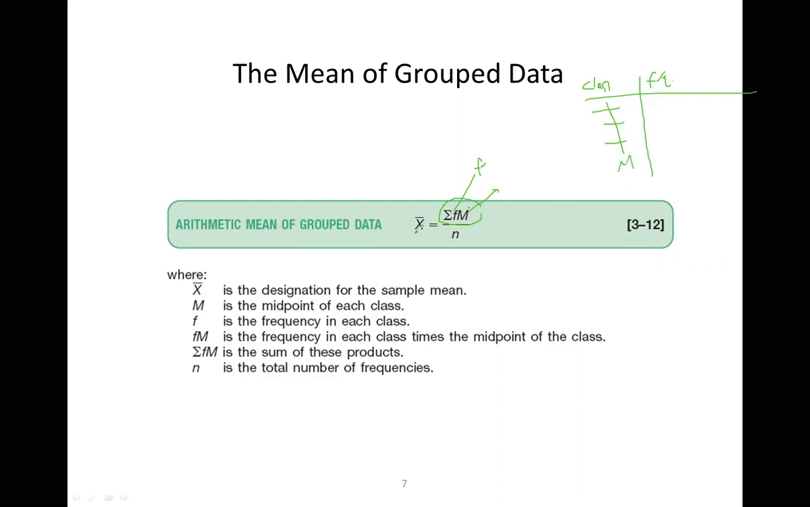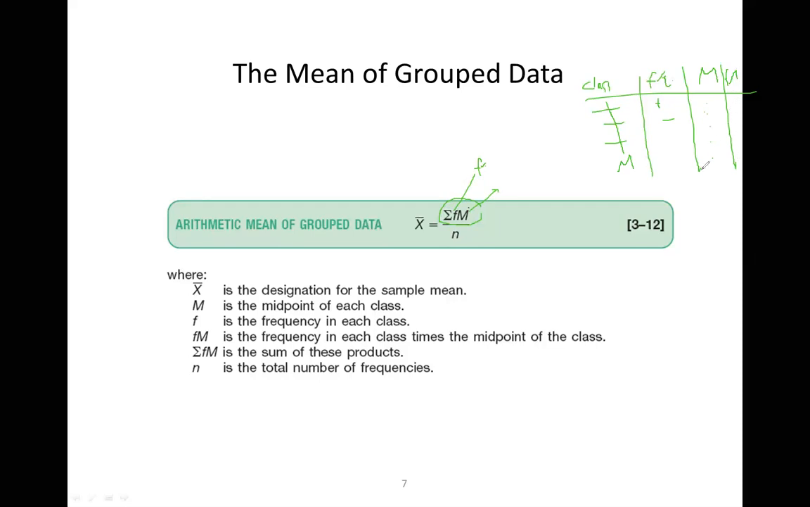Okay, so now how to calculate x bar? Adding one column for each class, for each interval, we have the midpoint m. And then for each one, you have f, so that you can multiply f times m. You can add another column, which we said is f times m, multiplying the two corresponding values.